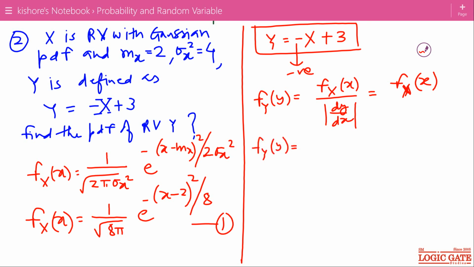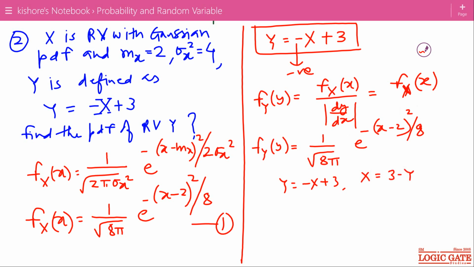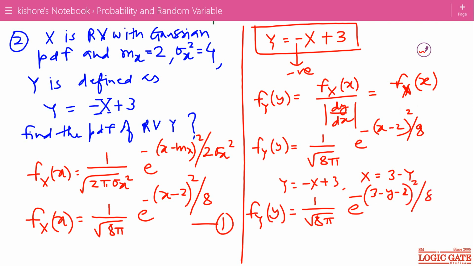Now we have to write this PDF in terms of y. So now we will replace this x. Since y is minus x plus 3, x is 3 minus y. So now the PDF of random variable y is 1 by square root of 8 pi, e to the power minus (3 minus y minus 2) square divided by 8.